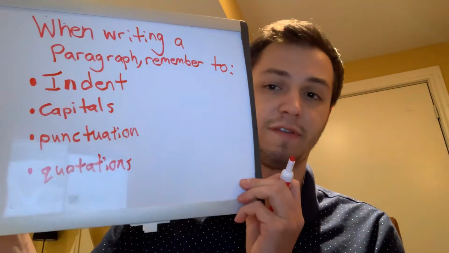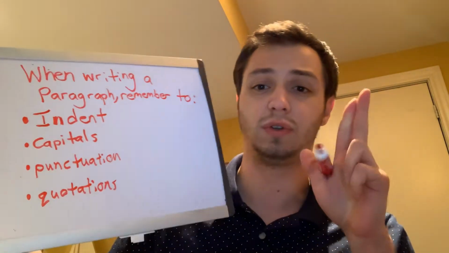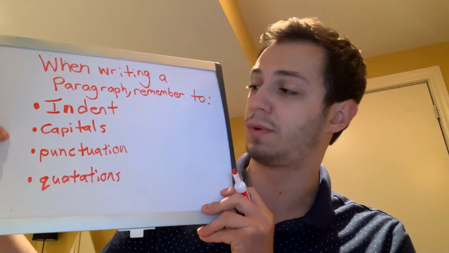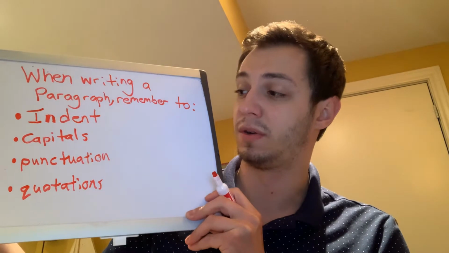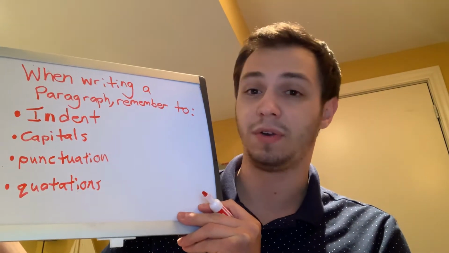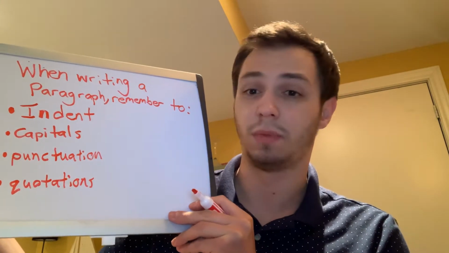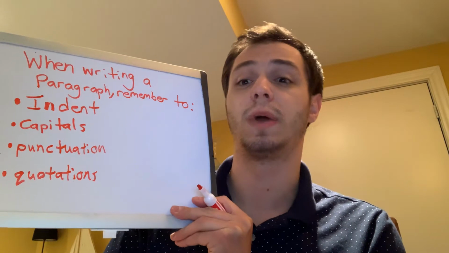All right, so the 4 things we need to remember when writing our paragraph is to indent at the beginning of our paragraph, leave around 2 finger spaces. We need to remember our capital letters if it's somebody's name or at the beginning of our sentence. We need to remember our punctuation, our periods, question marks, exclamation points, and then our quotation marks, which go around the exact words that somebody said. So let's get into this, guys.